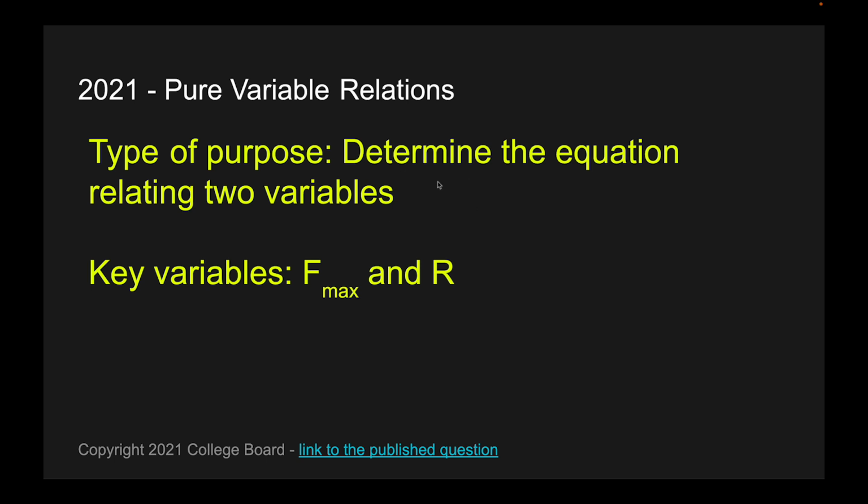Our overall purpose here was to determine the equation relating two variables, because really the question is whether F has a direct linear relationship with R, or turns out it might be direct quadratic. And that's the question: direct linear or direct quadratic. So to me, that's finding the equation. Even if we're not going to complete the equation, we're getting the beginning of that relationship.